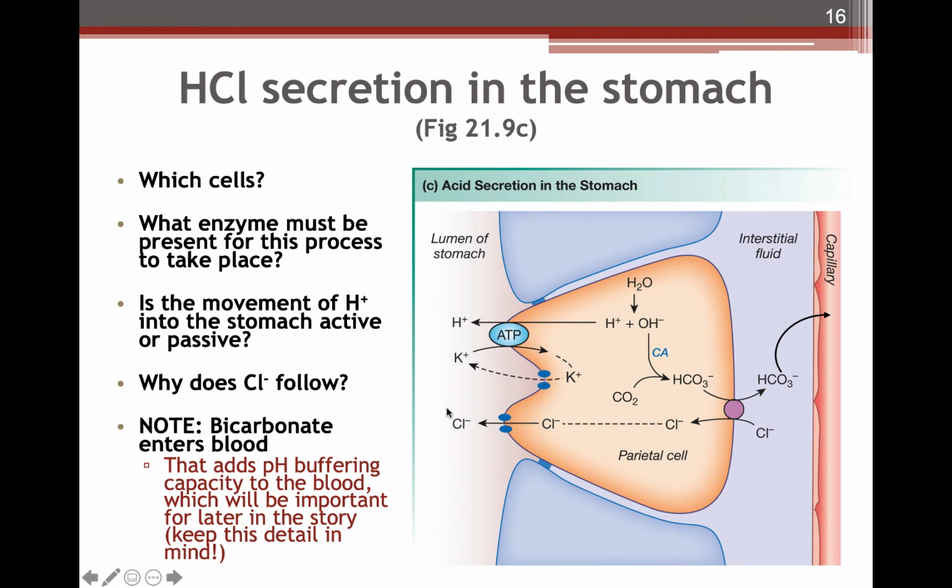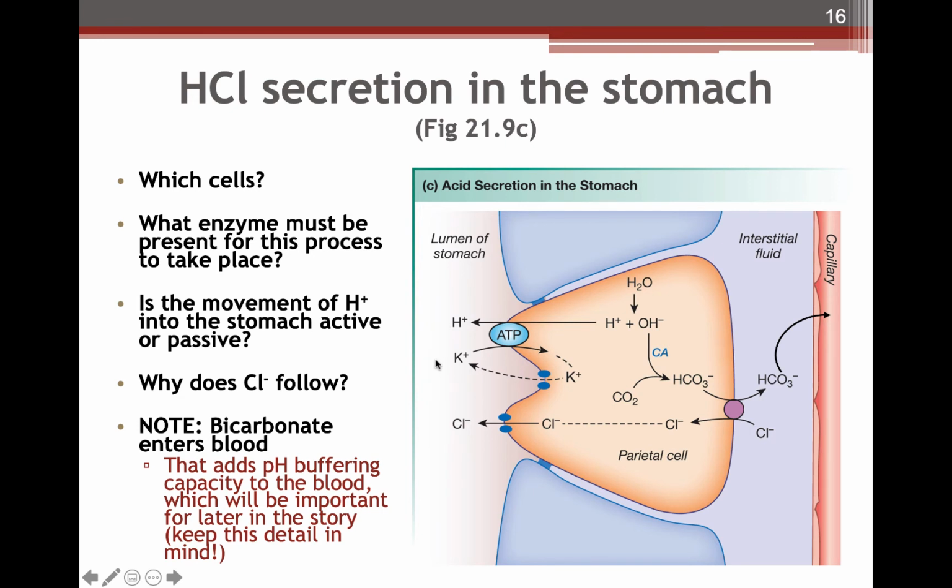All right, let's talk about those parietal cells in a little bit more detail. So the parietal cells here, these are in the walls of those gastric glands. This is the apical membrane over here. It faces the lumen of the stomach. This is the basolateral membrane over here. It faces the interstitial fluid and the capillaries that surround the stomach. And so how do these cells make hydrochloric acid and pump it into the lumen of the stomach?